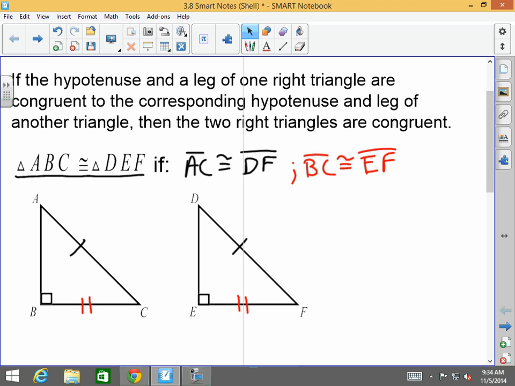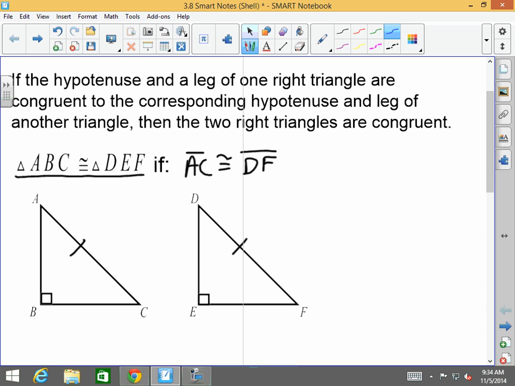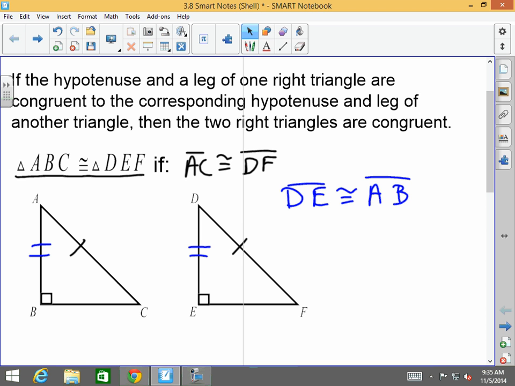You with me? I'm going to erase this because apparently that caused some confusion. I apologize if it did. Or, you could say that DE is congruent to AB. Because again, that's one corresponding congruent leg and a hypotenuse.